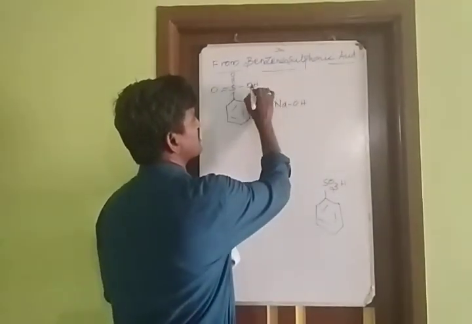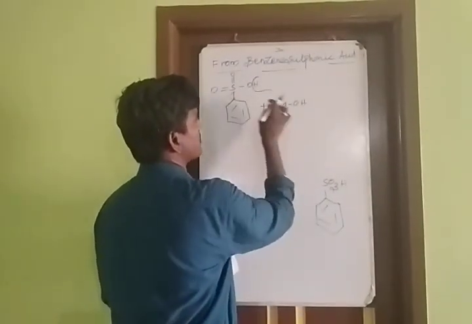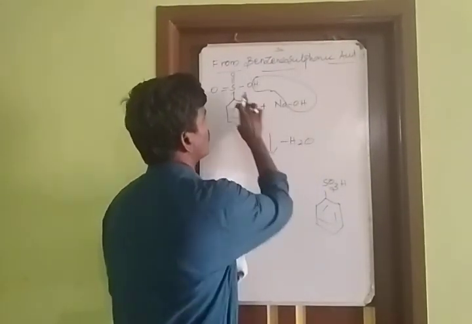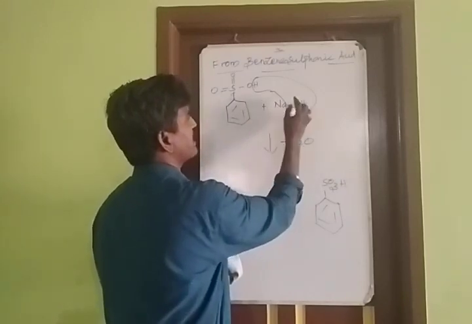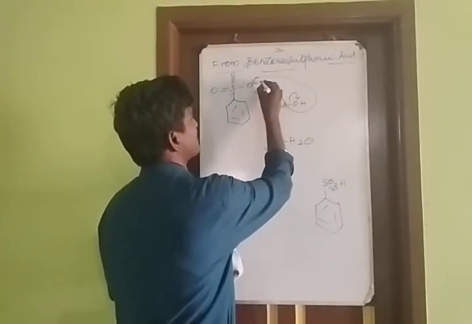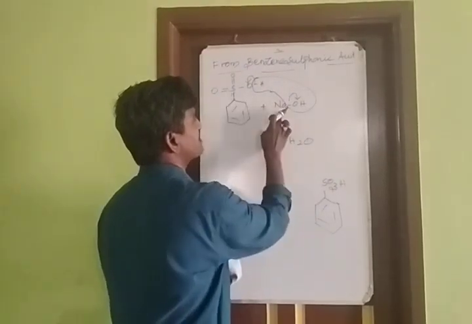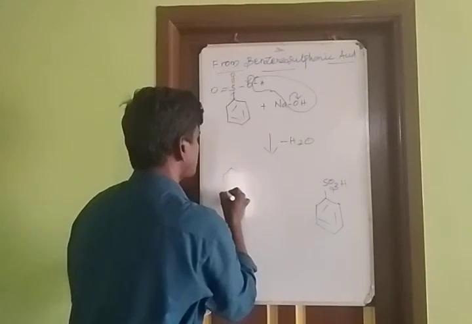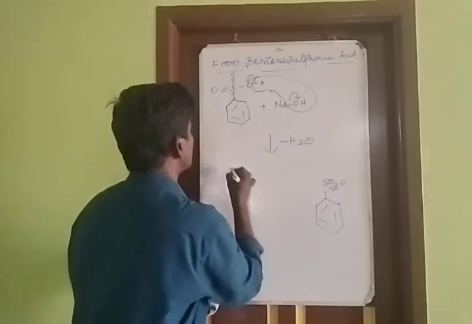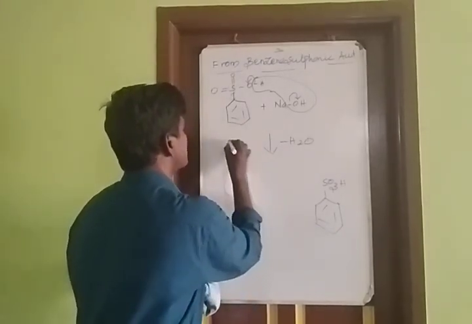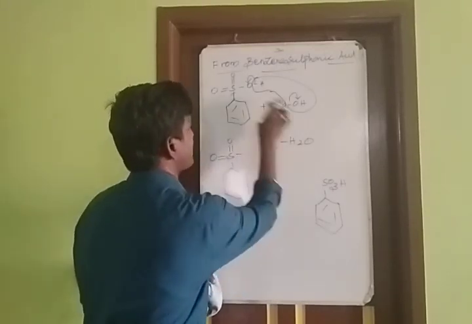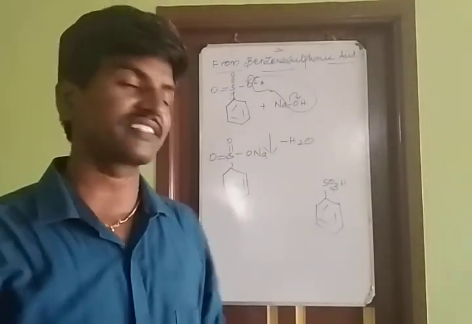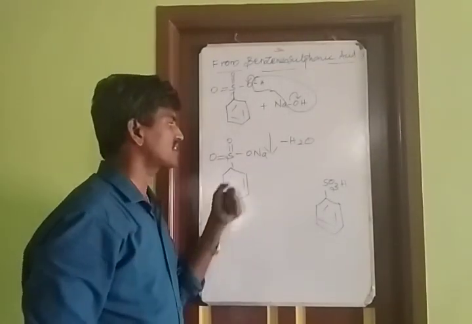Here the acid gives H plus ion, the base gives OH minus ion. So water is removed. O minus Na plus. Bond formation between oxygen and sodium. You can get SO3Na, O minus Na plus. You can get the sodium salt of benzene sulfonic acid.